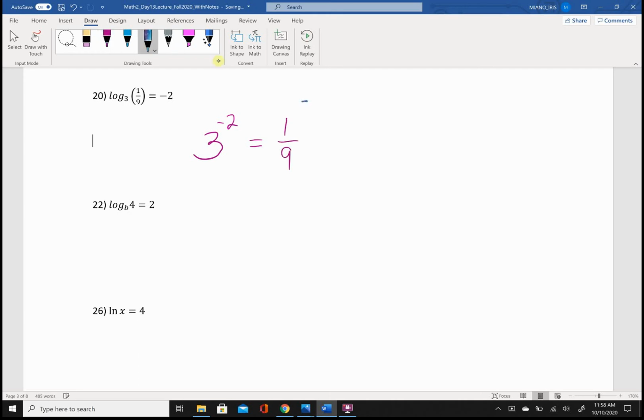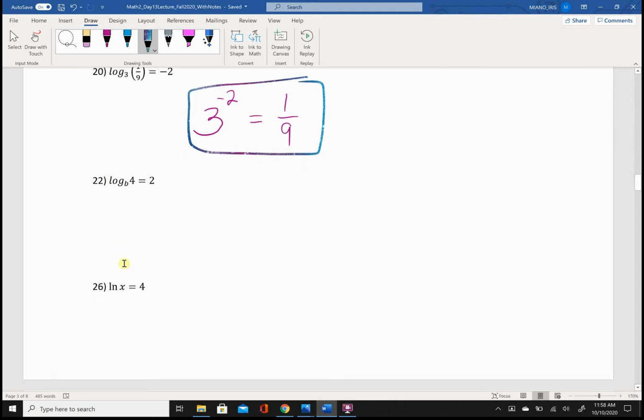Done. Again, remember, we're just converting. This is not actually anything that you can solve. All the numbers are there, and it makes a true statement. Indeed, 3 to the -2 power is 1/9, but that's not the point of this. The point is just to practice converting.